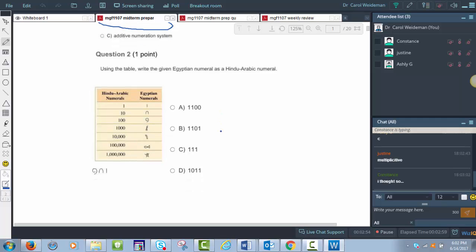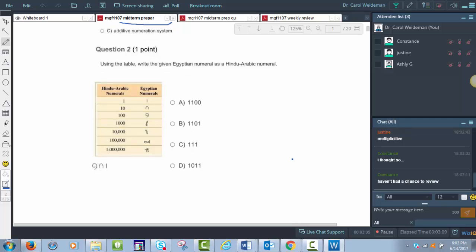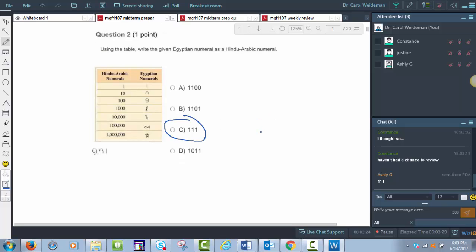All right. Using the table, write the Egyptian numeral as a Hindu-Arabic numeral. Okay, that's fine. If you don't want to give the answers, I'll do them. So this one, remember, you're always going to have the little chart. You're not going to have to remember that. And all I want you to do is translate it from the Egyptian numerals back to our system. So we see a scroll, which is 100. This is an additive system, right? Because all you do is add up the symbols. So that's 111.